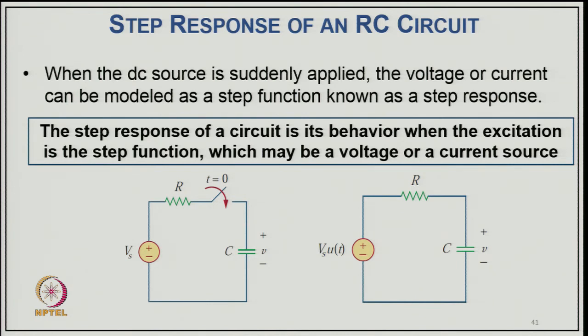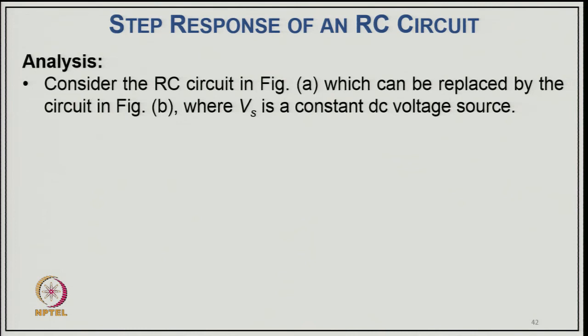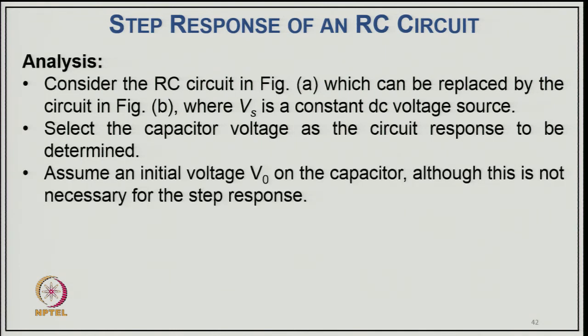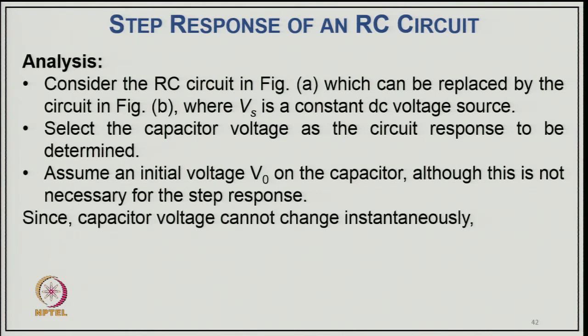So, that is something. We can find out the response from that, how we can analyze this circuit. Analysis: consider the RC circuit in the figure, which can be replaced by a circuit in figure B, where Vs is the constant DC voltage source, and select the capacitor voltage as the circuit response to be determined.